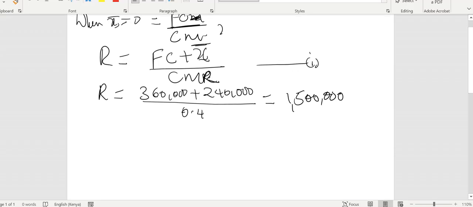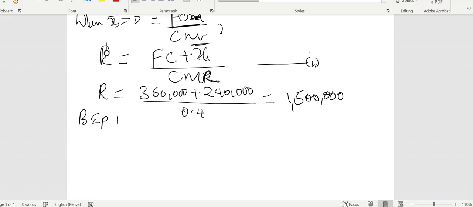Now, requirement 2, break-even point in what? In units and in value. So break-even point in units is equal to fixed cost divided by what? Contribution margin.